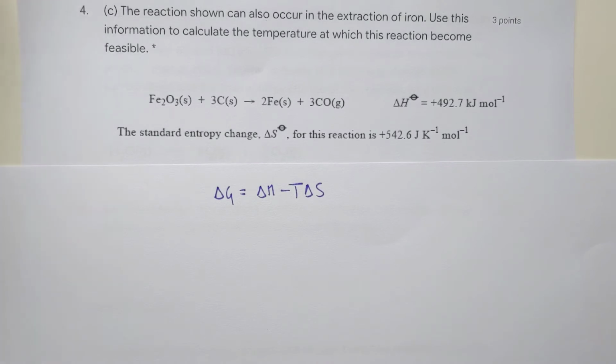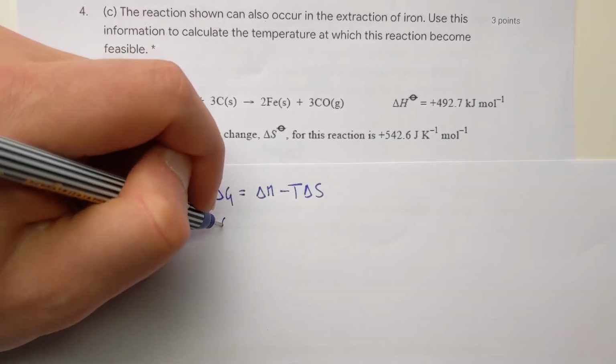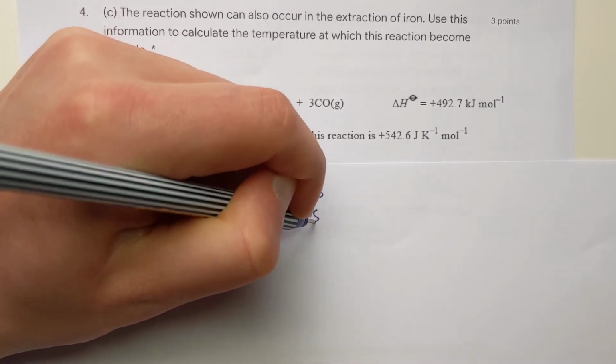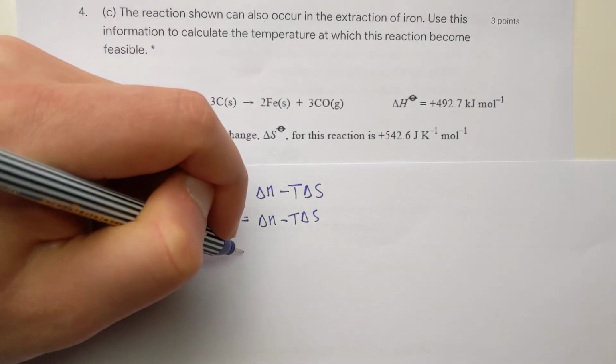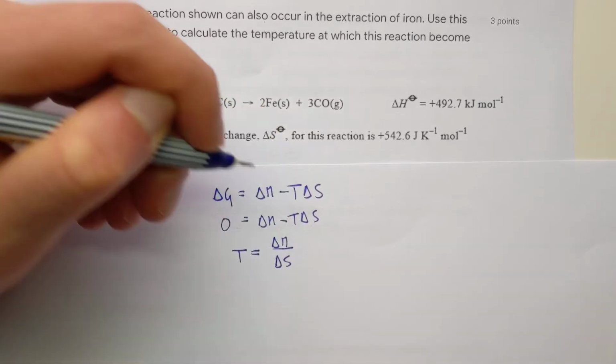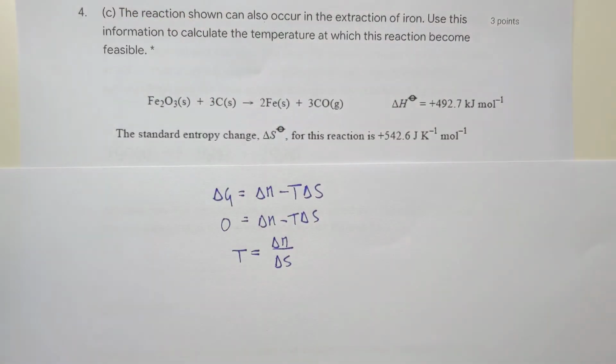When it's asking you to calculate the temperature feasibility, it's asking you to find the point where it's just at that tipping point of becoming feasible or not feasible, so between positive and negative. What we say mathematically at that point is that delta G is 0. At that point, you're just about becoming feasible or just about stopping being feasible. So that's the bit we're looking for. So delta G is 0, and then we derive the rest from there. This needs the temperature, so you need T by itself, and a little bit of rearrangement gives you T equals delta H over delta S. And it's just a case of subbing those values in to get your temperature.